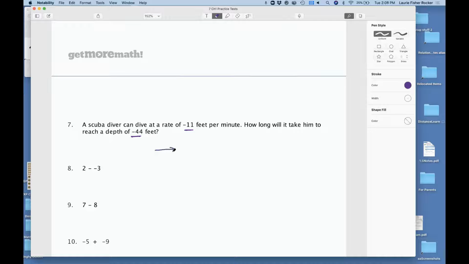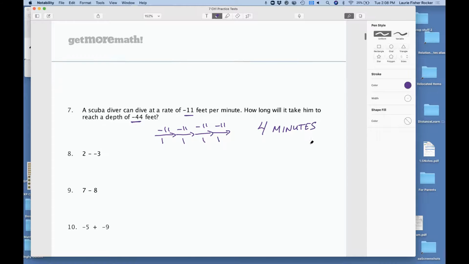So it's basically saying, okay, I go negative 11, negative 11, negative 11, and I keep going till I hit 44. And then that's 1 minute, that's 1 minute, that's 1 minute, that's 1 minute. Oh, well, that's going to be 4 minutes. So it's 4 minutes. And this is where knowing your 11s, your 11 math facts, is very helpful. So it goes 11, 22, 33, 44. Okay. And then we get down to some basic integer problems here.